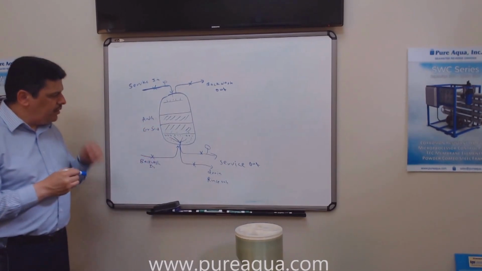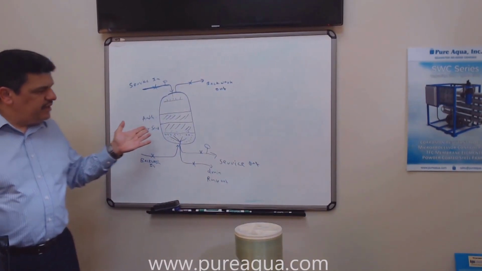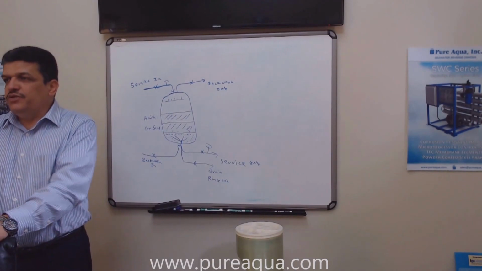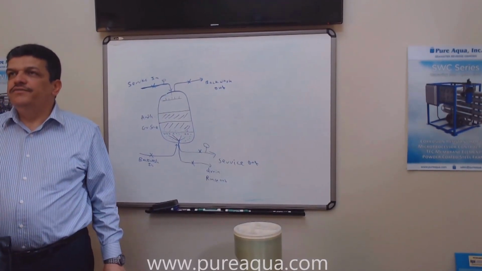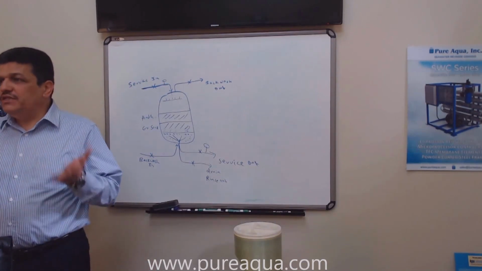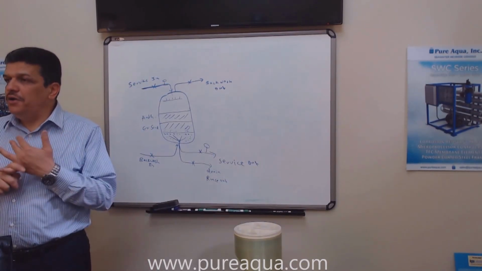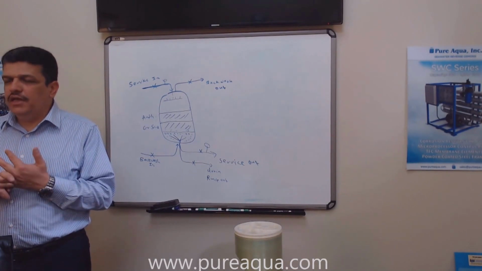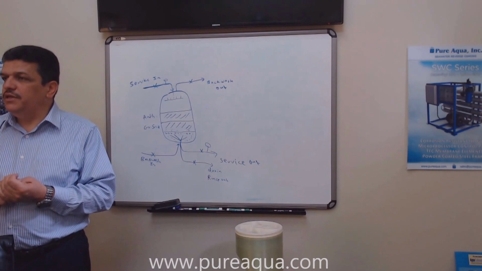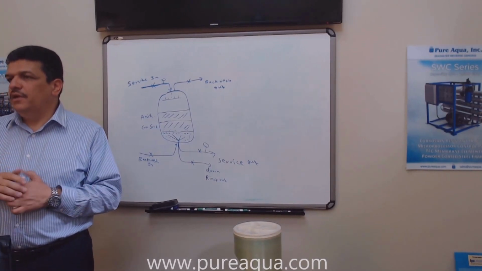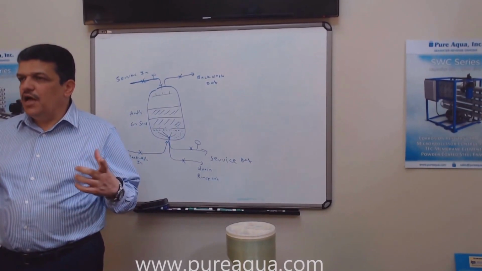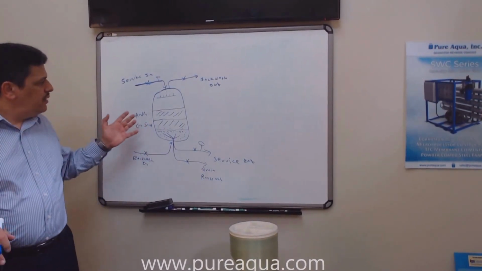Whenever we design the iron removal filter, we need to know a lot of information. This is not just standard filtration. We need to know what's in the water: the amount of iron, the amount of manganese, sulfates, the hardness, the TDS. So we can make a good selection: how many cubic feet of green sand we need to add, and the velocity, how many gallons per minute per square foot.